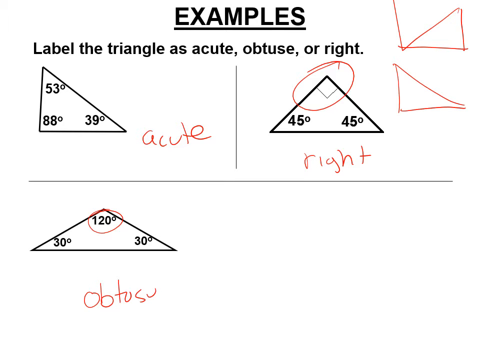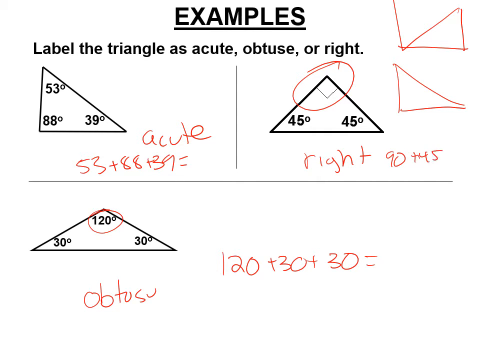Now let's add up these angles. 120 plus 30 plus 30. What's that add up to? What's this one? 53 plus 88 plus 39. And what's this one? 90 plus 45 plus 45. Those all add up to the same thing. What do they add up to? Yeah, they add up to 180, all of them.